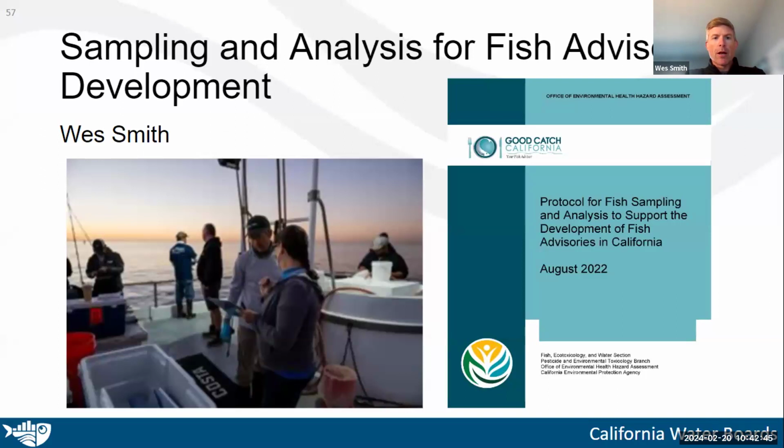What I'll be primarily talking about is in a document that we produced about 2.5 years ago, called the Protocol for Fish Sampling and Analysis to support the development of fish advisories in California. This is a synthesis of the US EPA tome that's hundreds of pages long, and all of the SWAMP documentation. We wanted to put together a shorter, more user-friendly protocol that pulls out specific elements for fish advisory development.